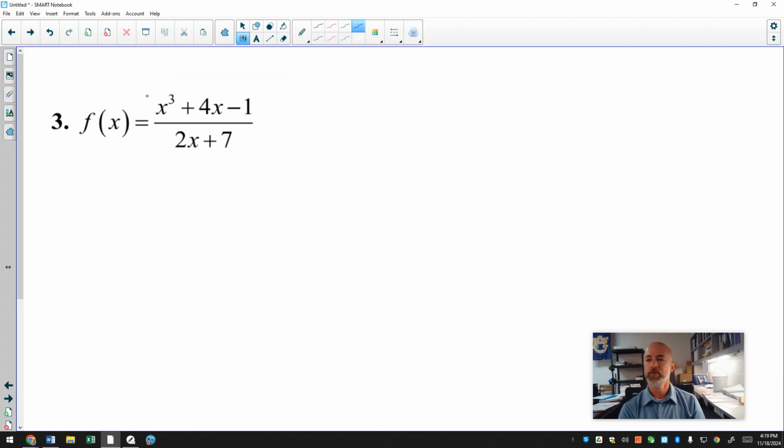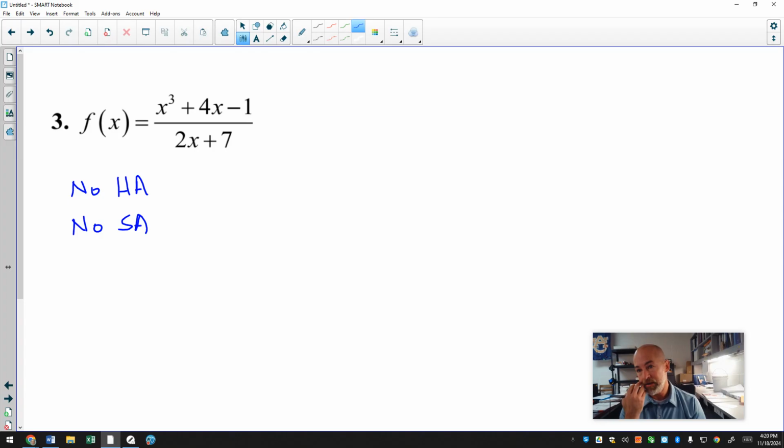Number 3. I can see immediately there's no horizontal asymptote. Top degree is bigger, and if the top degree is bigger, there's no horizontal asymptote. Also, I'm noticing that the top degree is 2 greater than the denominator, which means there's also no slant asymptote. The degree difference needs to be exactly 1.